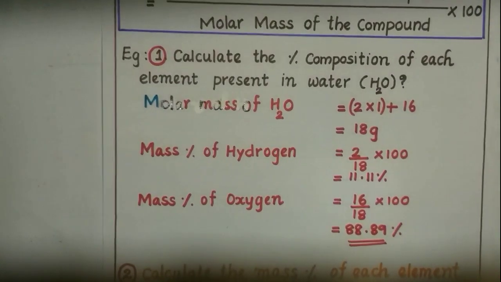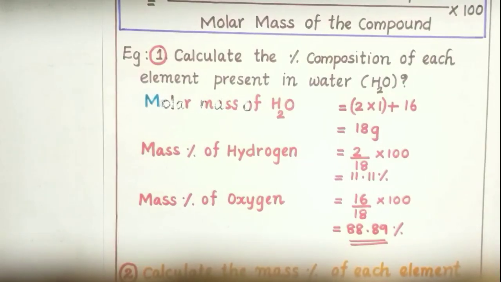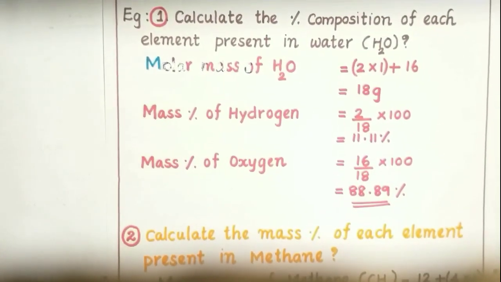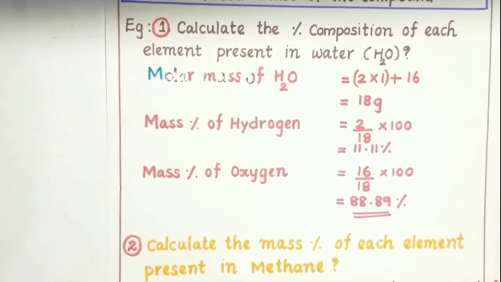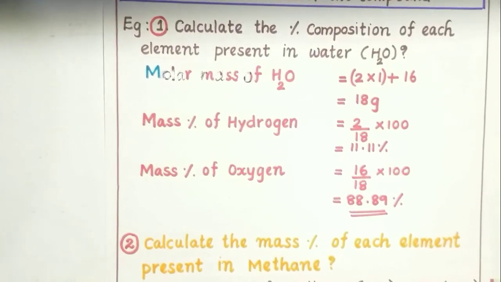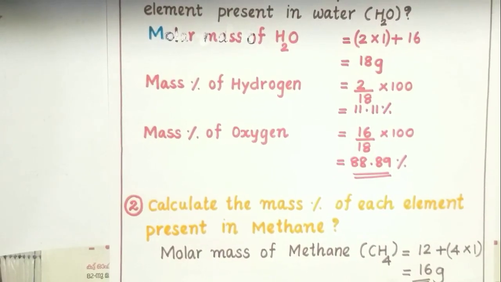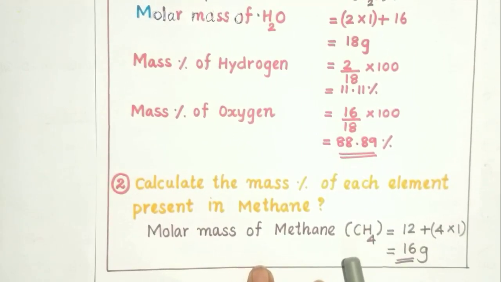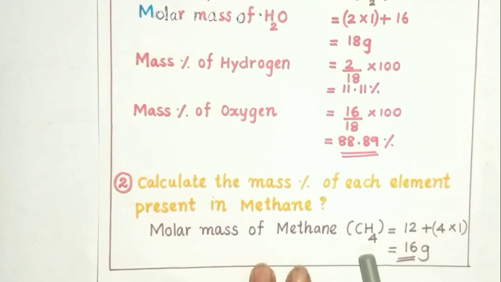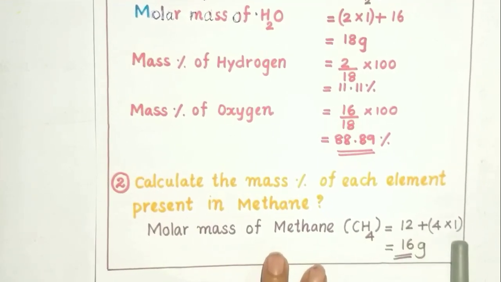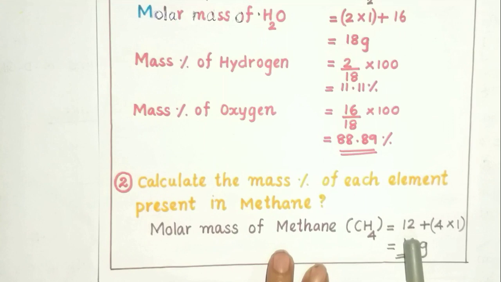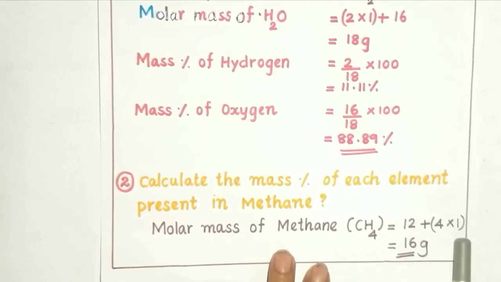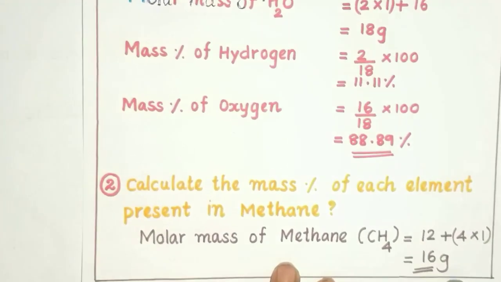The next question is, calculate the mass percentage of each element present in methane. First, you should calculate the molar mass of methane. The molecular formula of methane is CH4. So, the sum of atomic masses: 1 carbon atom, atomic mass 12, plus 4 hydrogen atoms, so 4 into the atomic mass of hydrogen, 1. So, we get 16 gram.